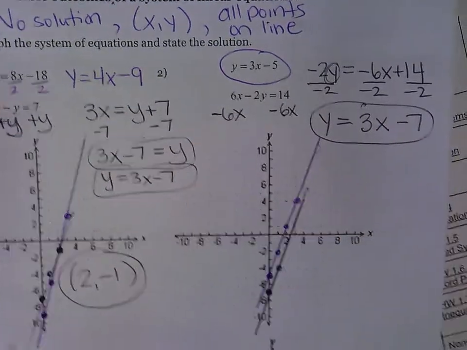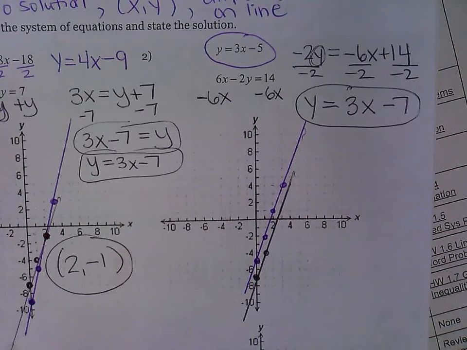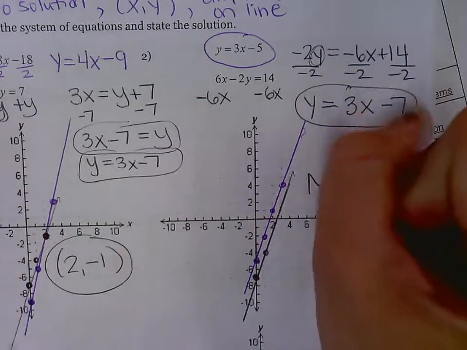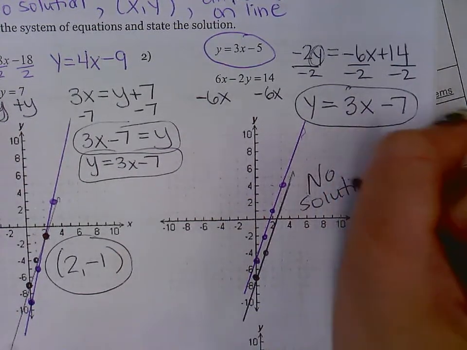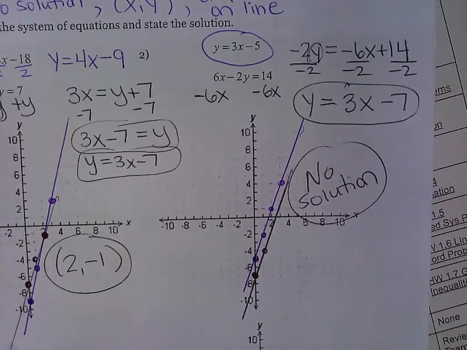And I need to write my solution. What's your solution when you have parallel lines? There is no solution, but you need to write down NS or no solution. Tell me what the answer is, because no solution is actually an answer.